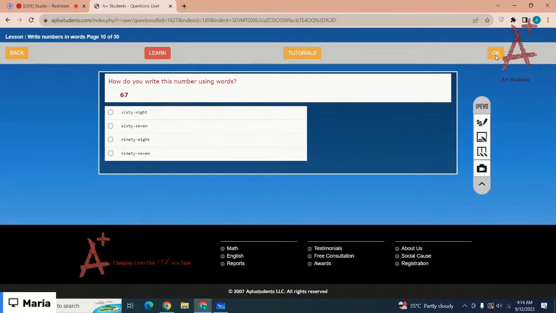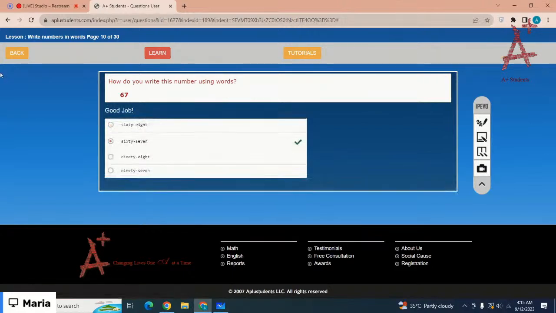How do you write this number using words? 67. How do you write? The correct option is option number 2, 67, right?